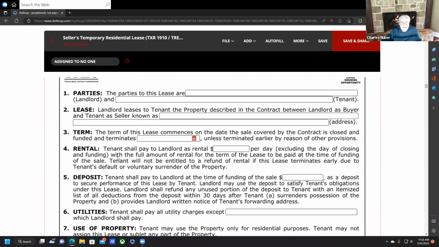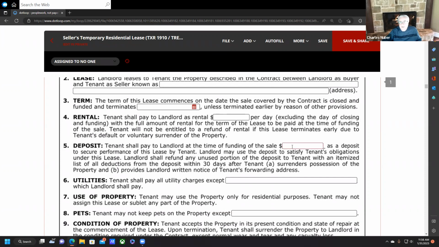I can't tell you how many times I see a temporary lease on the closing statement, because some lenders want to see it on the closing statement and some don't, and the amount is incorrect because they counted the closing day as one of the days that the buyer is going to pay for that lease. Deposit. Deposit would be a good thing, especially if they've got a lot of big, heavy furniture to move out and they knock a hole in the wall while they're moving things around the corner.